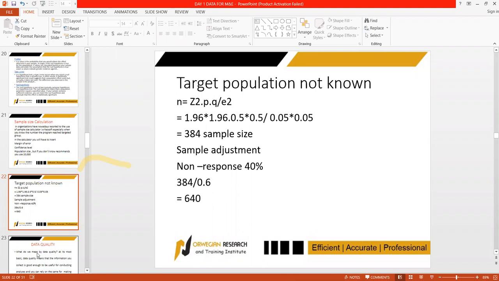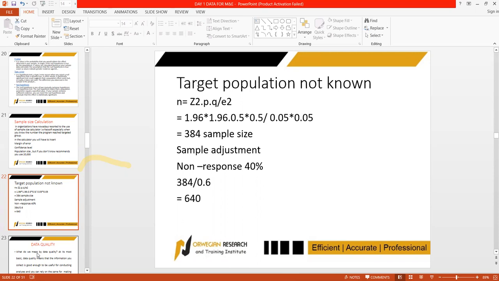So if it is 60%, then you simply come here and put 0.6. But in case you don't know the prevalence rate, you have no information as far as prevalence is concerned for the study you're conducting, then you are allowed to assume 50%. In this case, I'm making the assumption that it's 50%. The prevalence of that particular thing we are trying to measure is not known.